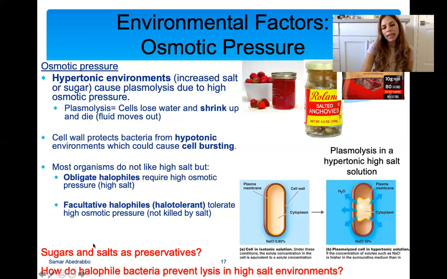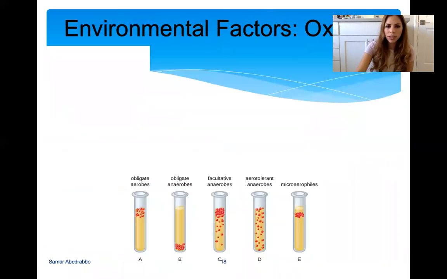So again, just to recap, sugars and salts are used as preservatives because most organisms do not like hypertonic environments, but there are organisms such as halophiles, and the way that they prevent lysis in high salt environments, because high salt environments are hypertonic that can cause plasmolysis, is that they usually have pumps in their cell membrane that will pump the salts out. So that's one way of dealing with high salt concentrations.